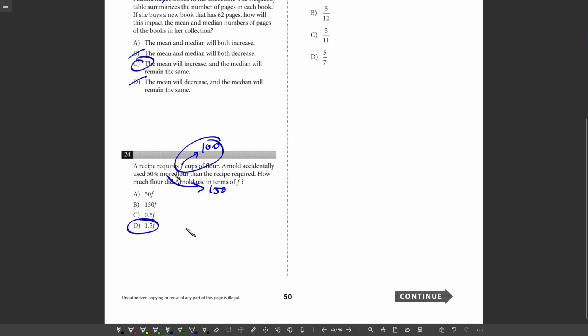Choice D also makes sense because if I look at the 1.5, I can see that as essentially 1 plus 0.5. And in this form, that decimal represents the percent increase. It's a 50% increase, which is exactly what happened. So whatever flour I should have used, he used 50% more. So to calculate that, I multiply it by 1.5. So either way, we get choice D.